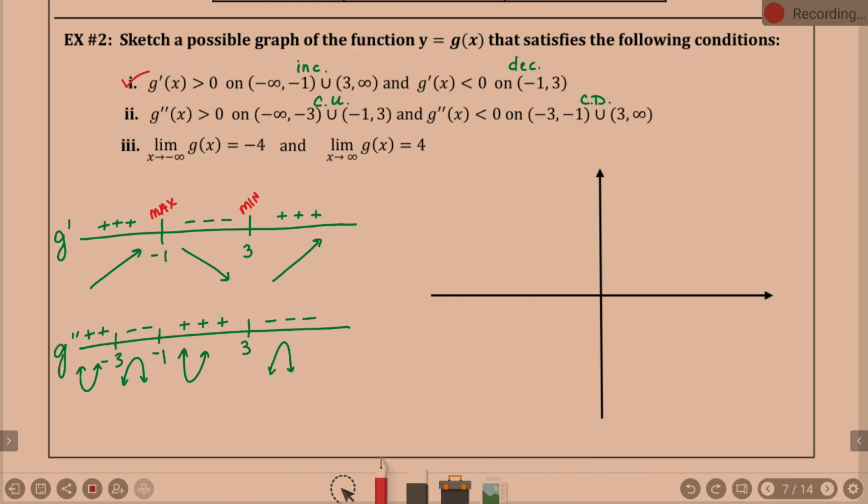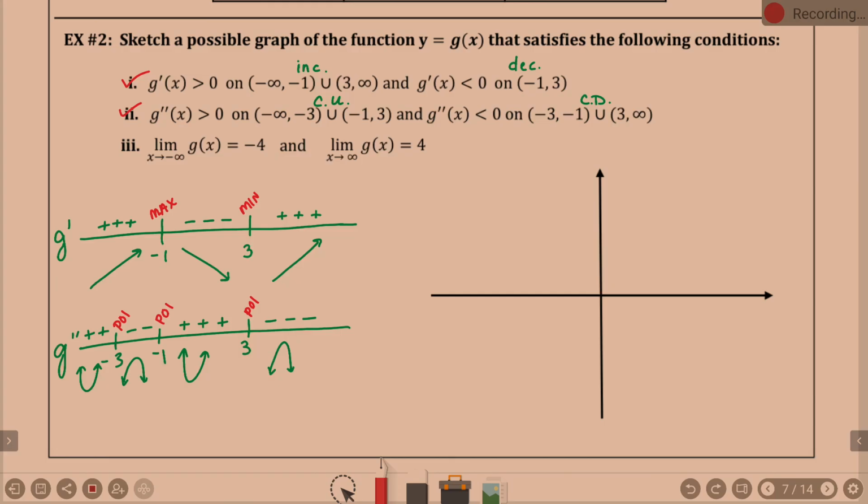What's happening at -3, -1, and 3? Probably points of inflection, right? Concavity is changing, so some type of point of inflection. So I'm going to write it as POI. Okay. So that takes care of condition 2.